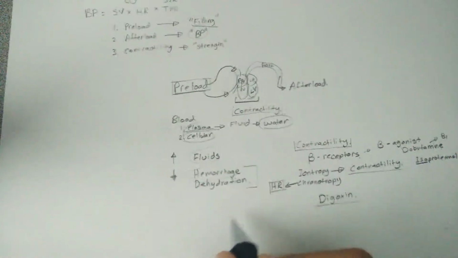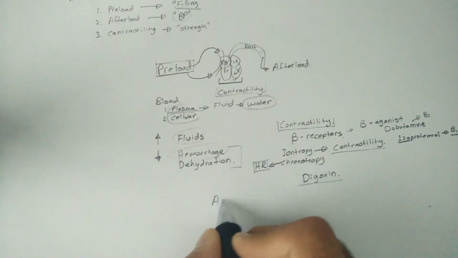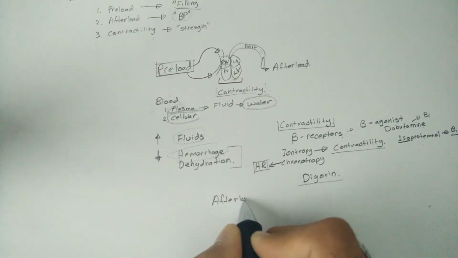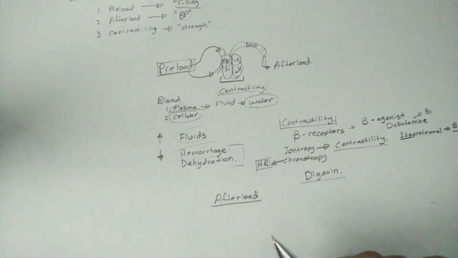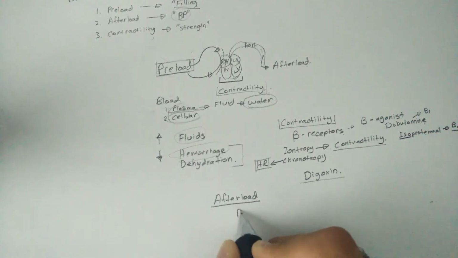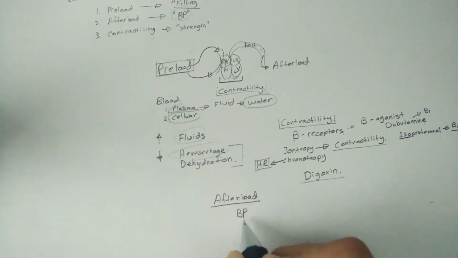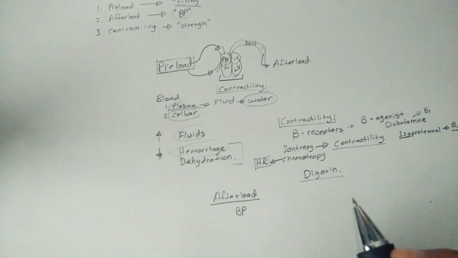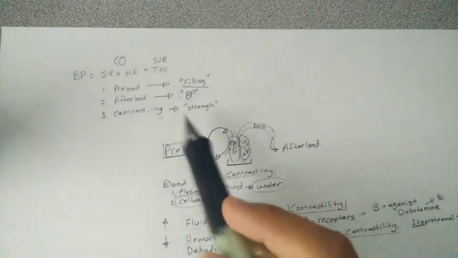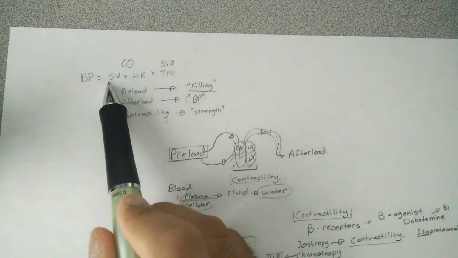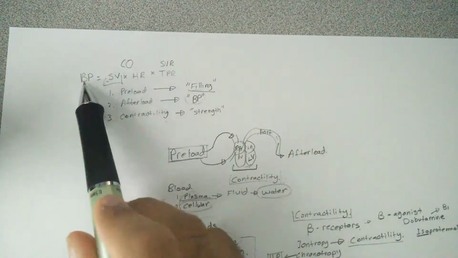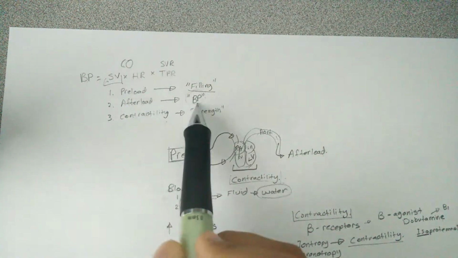Now let's think about afterload. So afterload is what the heart has to pump against, okay? And so simply, the way I think about it is, what is the pressure the heart's pumping against? Well, that's the blood pressure, okay? And now you're probably thinking, wait a second, you're telling me that preload, afterload, contractility determines stroke volume, and all this stuff determines blood pressure. Now you're telling me afterload is blood pressure.